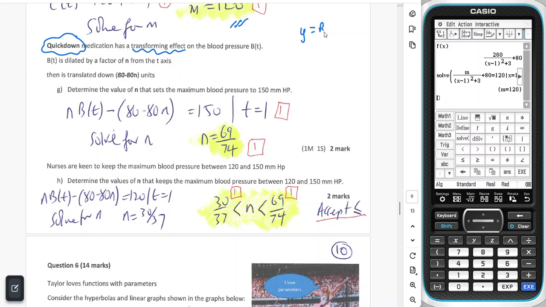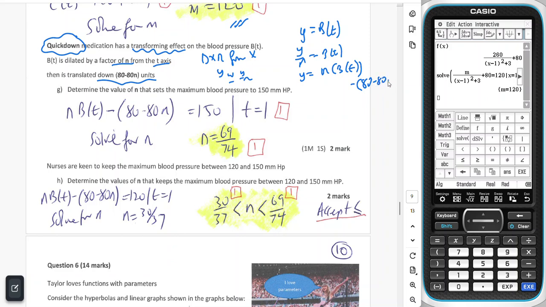So Y equals B of T we know from the start. But when the patient's on Quick Down, it has a dilating factor of N from the x-axis. So dilate by N from the x-axis, therefore replace Y with Y on N. You'll have Y on N equals B of T, which means that Y equals N times B of T. And translated down, so minus 80 minus 80N.